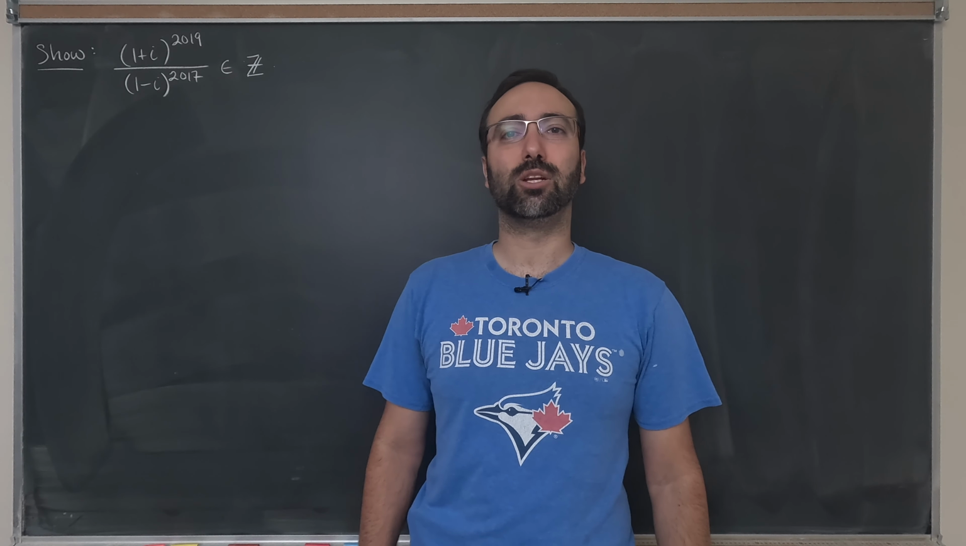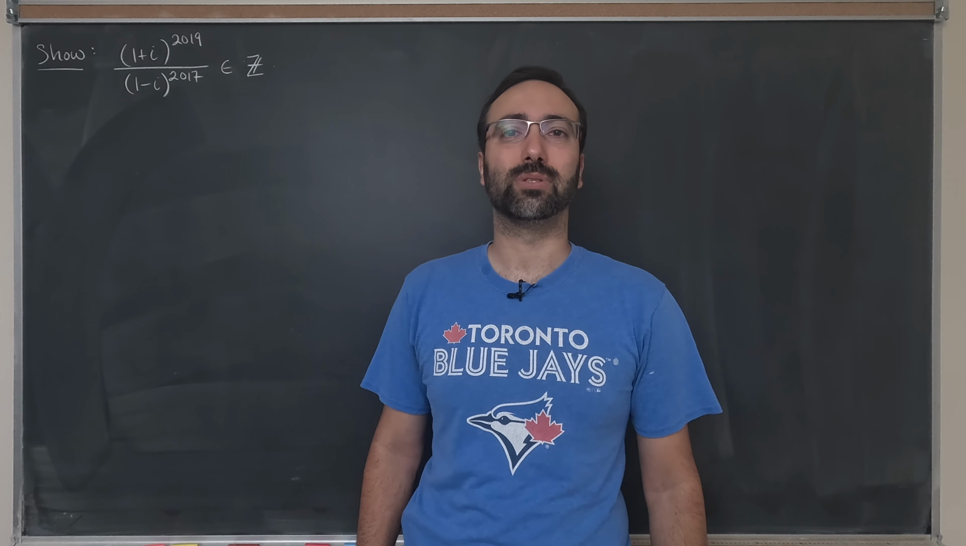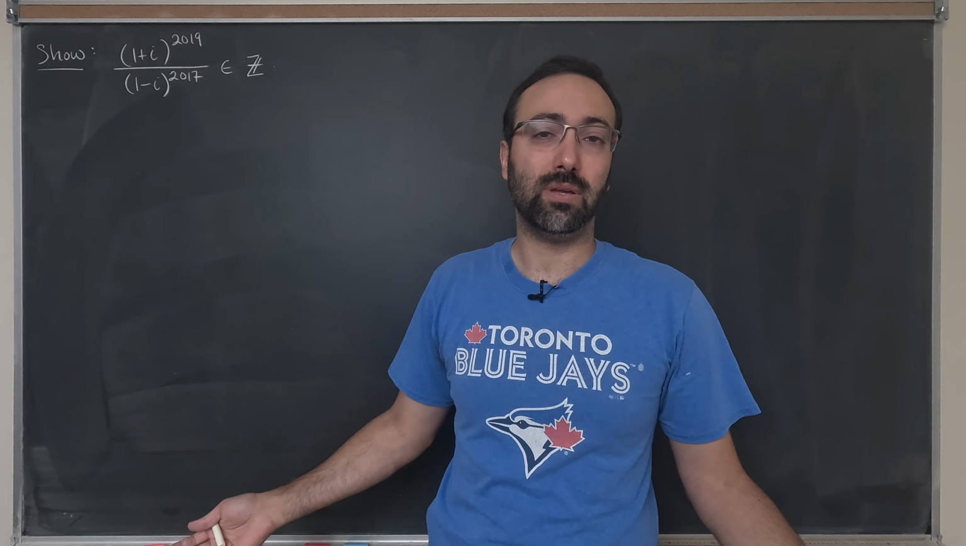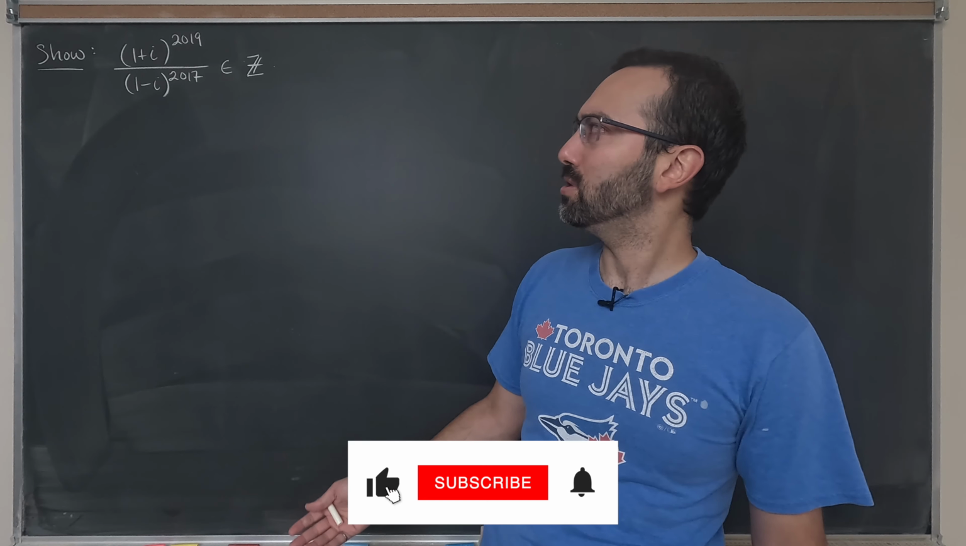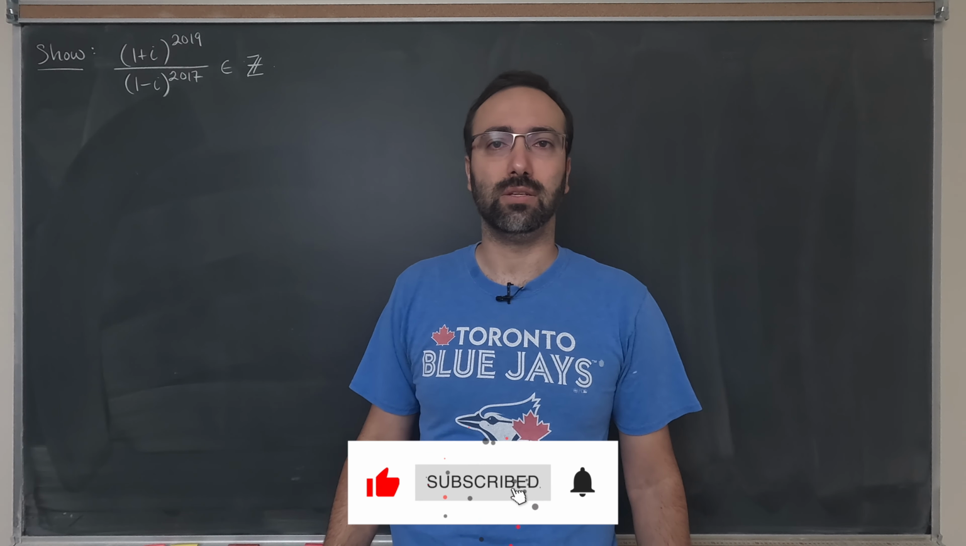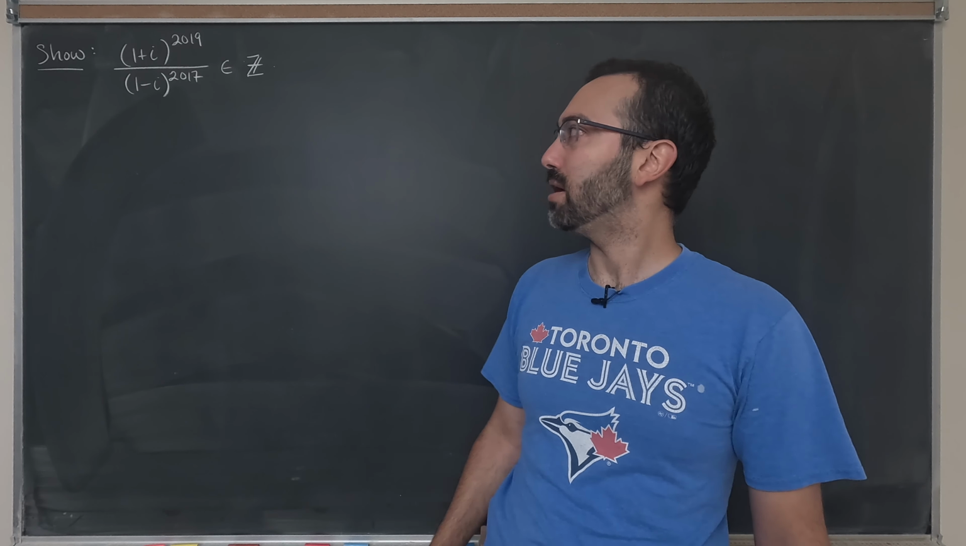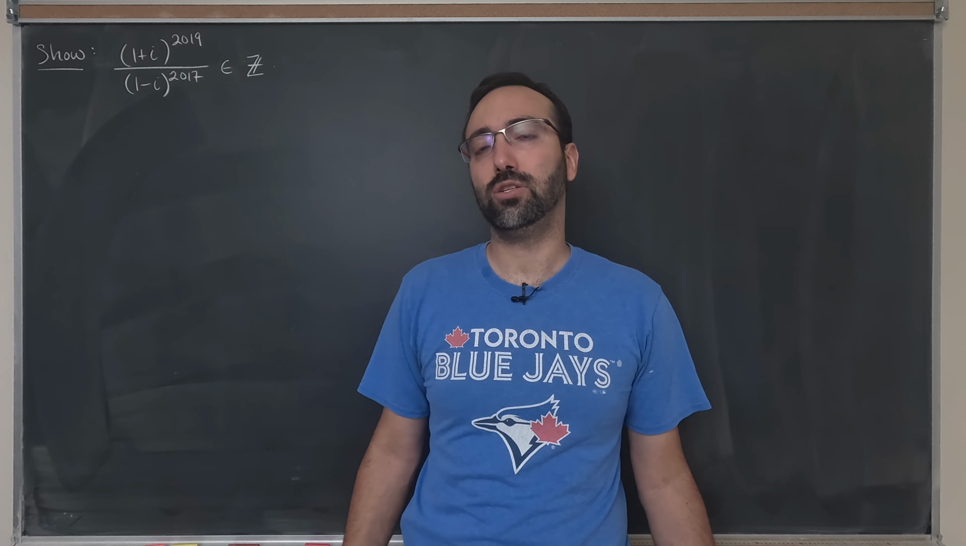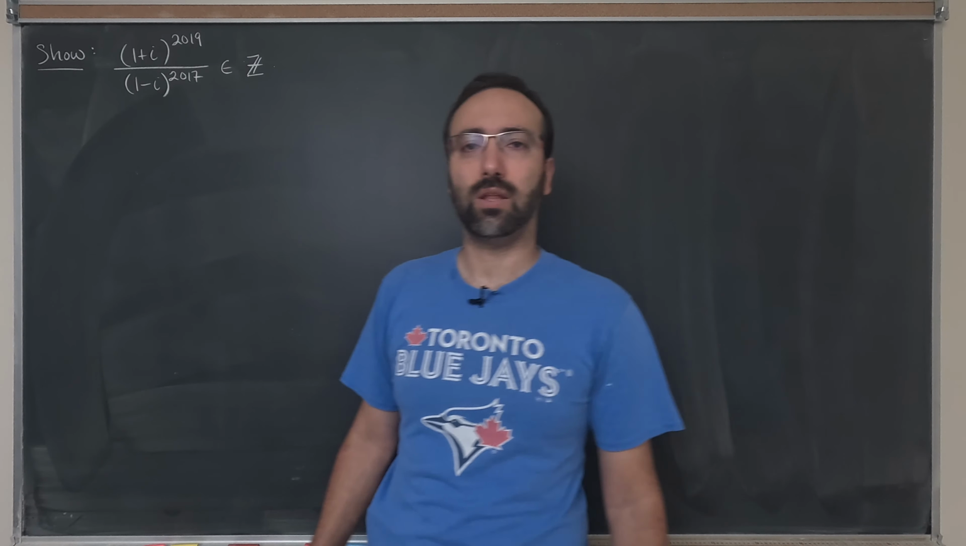Hi, today we have a little problem to work through with complex numbers. We have this fraction here, which by all accounts looks to be a complex number. It's (1 plus i) to the power of 2019 divided by (1 minus i) to the power of 2017. Well, we want to show that that's actually just an integer. How can we do this? Let's take a look.